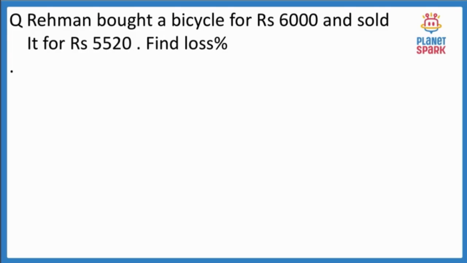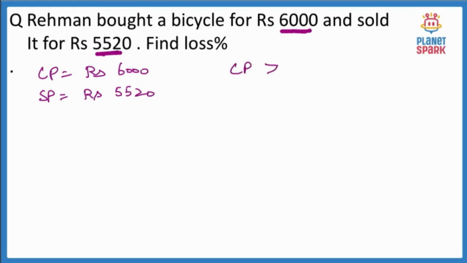Rahman bought a bicycle for rupees 6,000. 6,000, here's the bought price, that means it is my cost price. Sold it for 5,520. So selling price is rupees 5,520. Now in this case, we can see that cost price is 6,000. Selling price is 5,520. Clearly, cost price is greater than selling price. Since cost price is greater than selling price, this is a case of loss. And the formula for loss is CP minus SP.